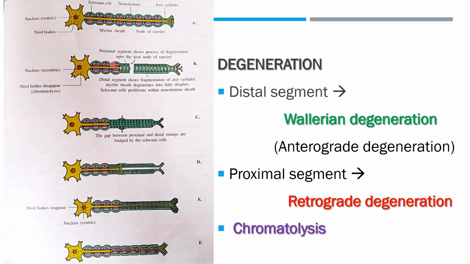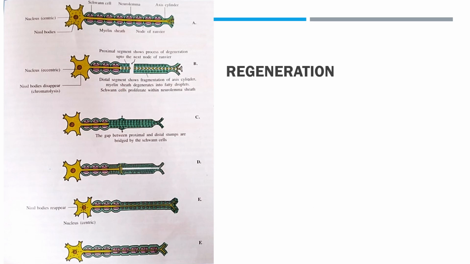Now after degeneration happens, slowly the nerve will start regeneration. So how will the nerve regenerate? There is proliferation of Schwann cells. These Schwann cells are arranged as longitudinal columns to bridge the gap between the proximal segment and the distal segment. This proliferation of Schwann cells is going to bridge this gap.